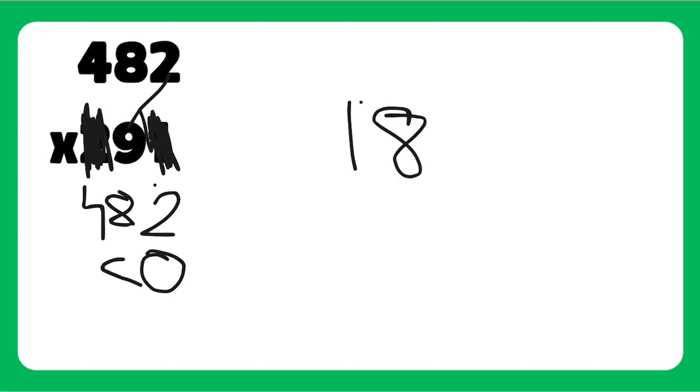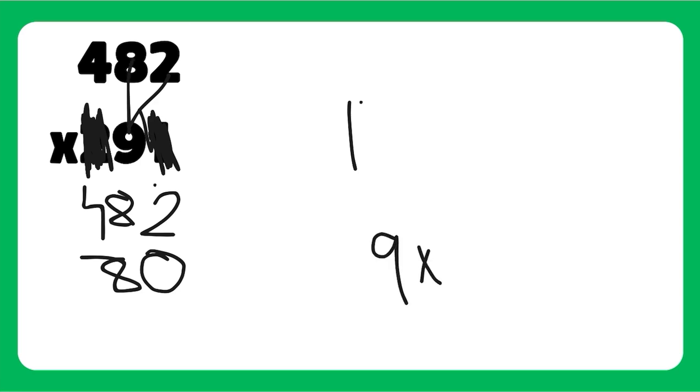I will put the 8 here, and this 1 is the carry. Now 9 times 8. 9 times 8 is 72. Plus that 1 over here makes it 73. The 7 will be carry, and the 3 we will note it here.